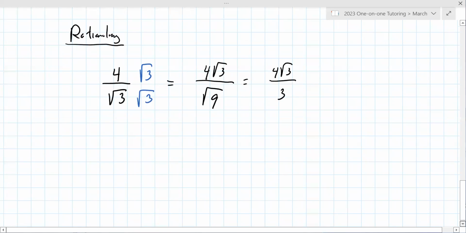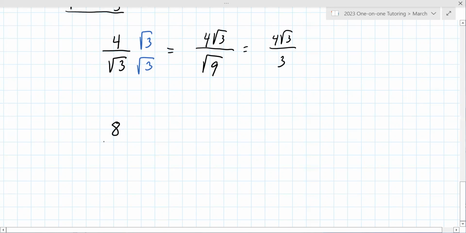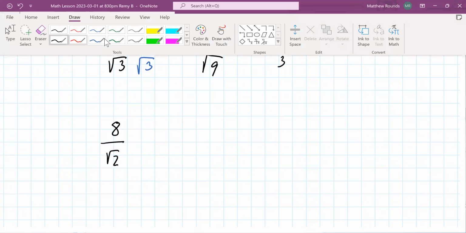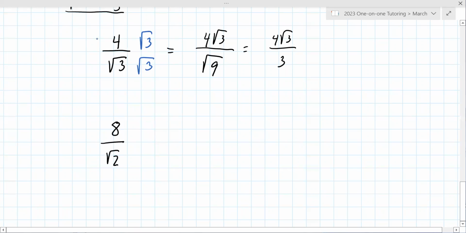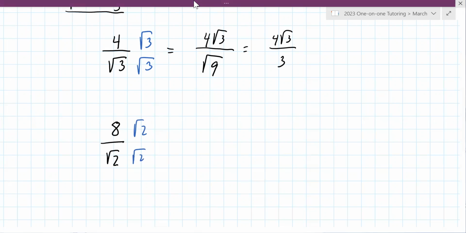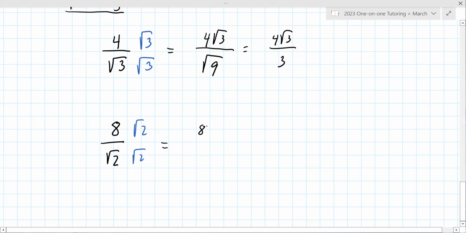So here's one for you to look at. What should you multiply the top and bottom by? Square root of 2. So 8 square root of 2 over square root of 4. What is the square root of 4? 2. Now here you can actually divide: 8 divided by 2, that becomes 4 square root of 2.